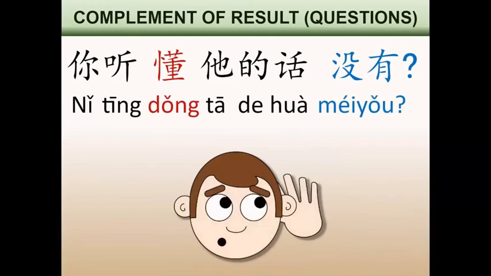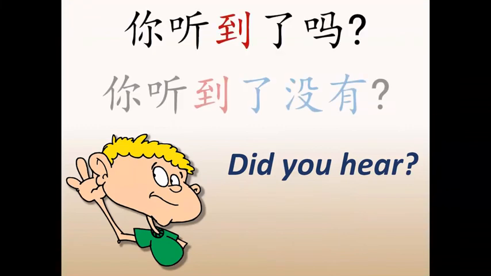Now, an example of questions. 你听懂他的话没有? Have you heard and understood his words? Okay, so important, not just listening, but understanding. Let's practice a little bit. Did you hear? We have 2 possibilities. 你听到了吗? 你听到了没有? So here, 吗 or 没有.